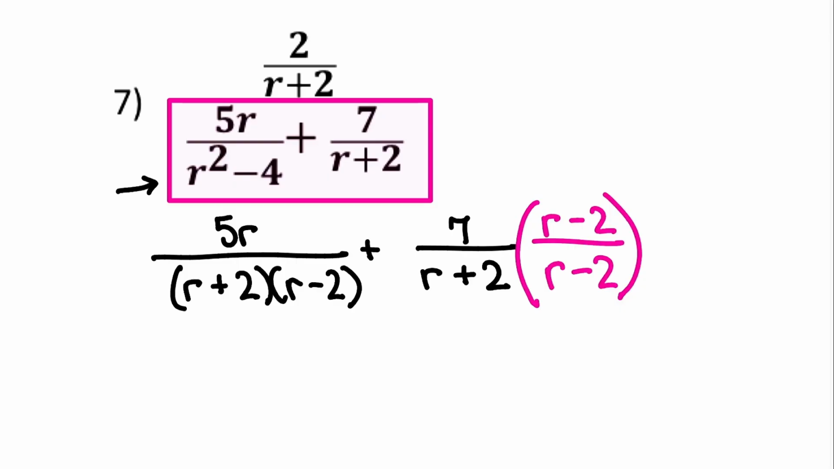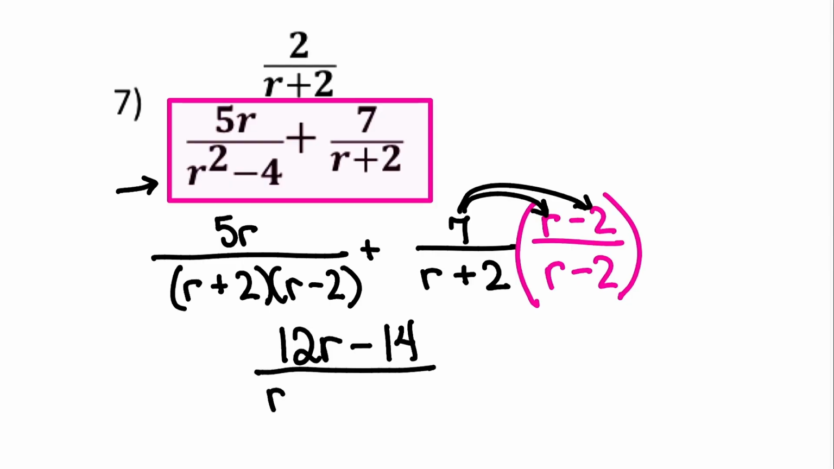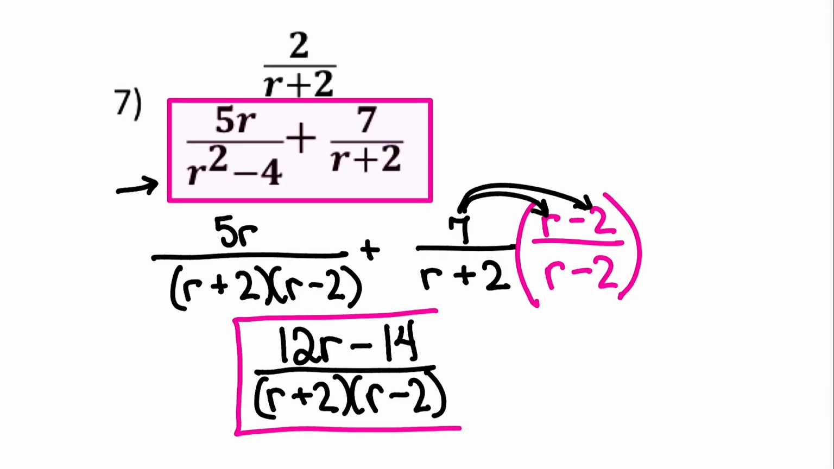So since our denominators are now the same, we can go ahead and distribute this 7 and combine like terms. So 5r plus 7r is going to be 12r. And 7 times negative 2 is negative 14, and we can just go ahead and write the r plus 2, r minus 2. So this is the final factored expression just for our denominator, and let's go through and solve the rest of the problem now.